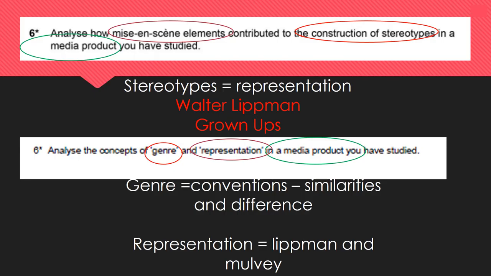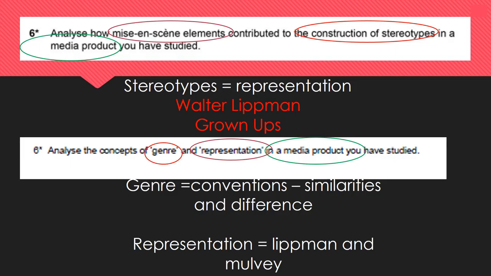But if you look at these two as an example, so analyse how mise-en-scène elements, we talked about that earlier on in this video. It's essentially all of the things that you see on the screen. Then how have they contributed to construction of stereotypes? So you're looking for linking together mise-en-scène elements and how they could be seen in a stereotypical way. So the best thing to look for this would be costumes and props. Think about costumes that are in there, think about props, and that will help to reinforce a stereotype.